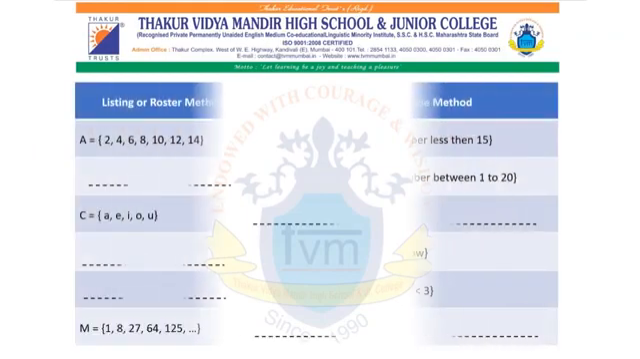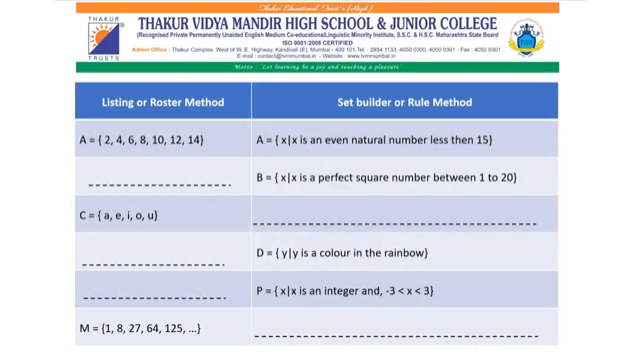Let us see a few more examples of listing or roster method, or set builder or rule method. Example number 1. A is a set of 2, 4, 6, 8, 10, 12, 14. Observe these numbers. These numbers are even natural numbers which are less than 15. So in set builder form, it can be written as A is a set of x such that x is an even natural number less than 15.